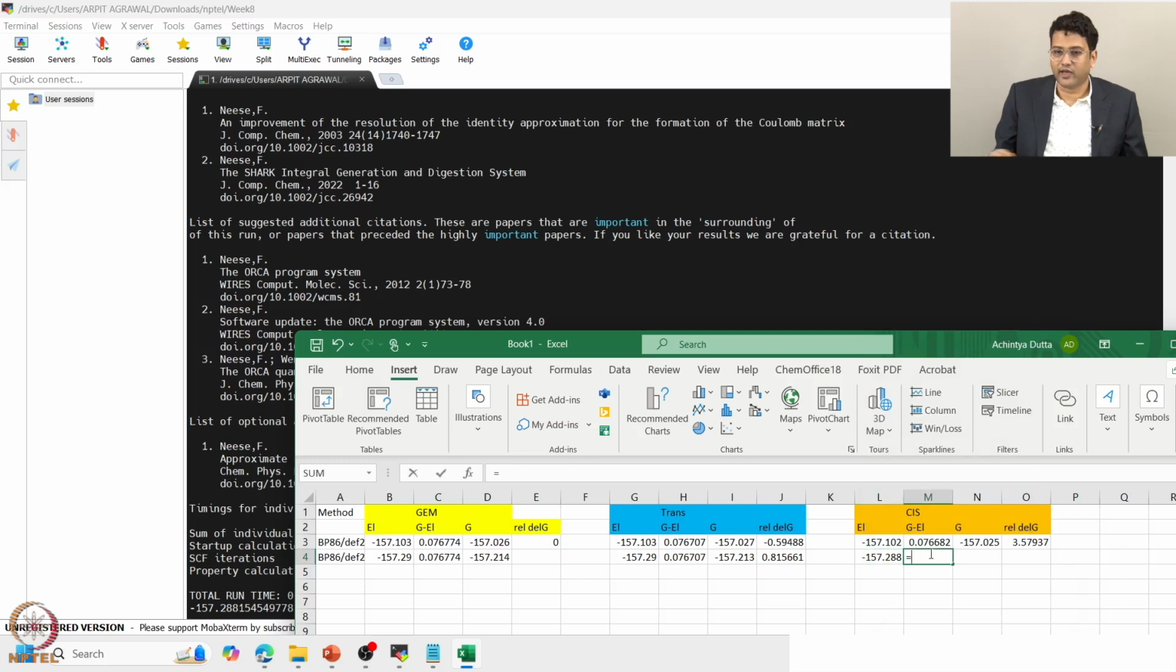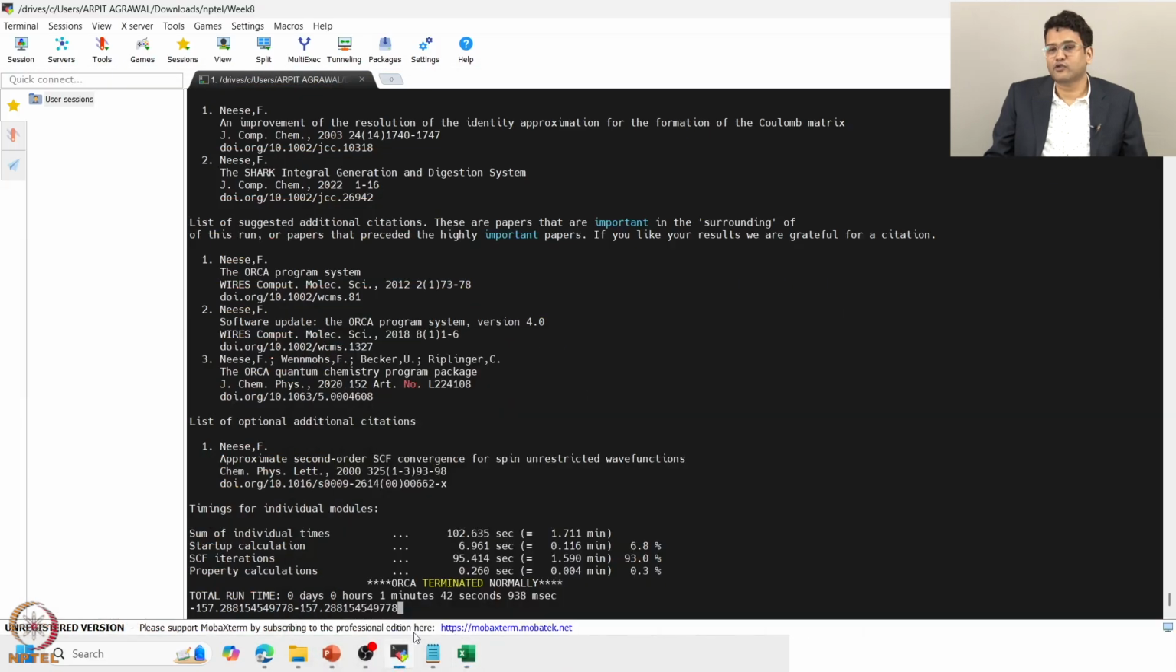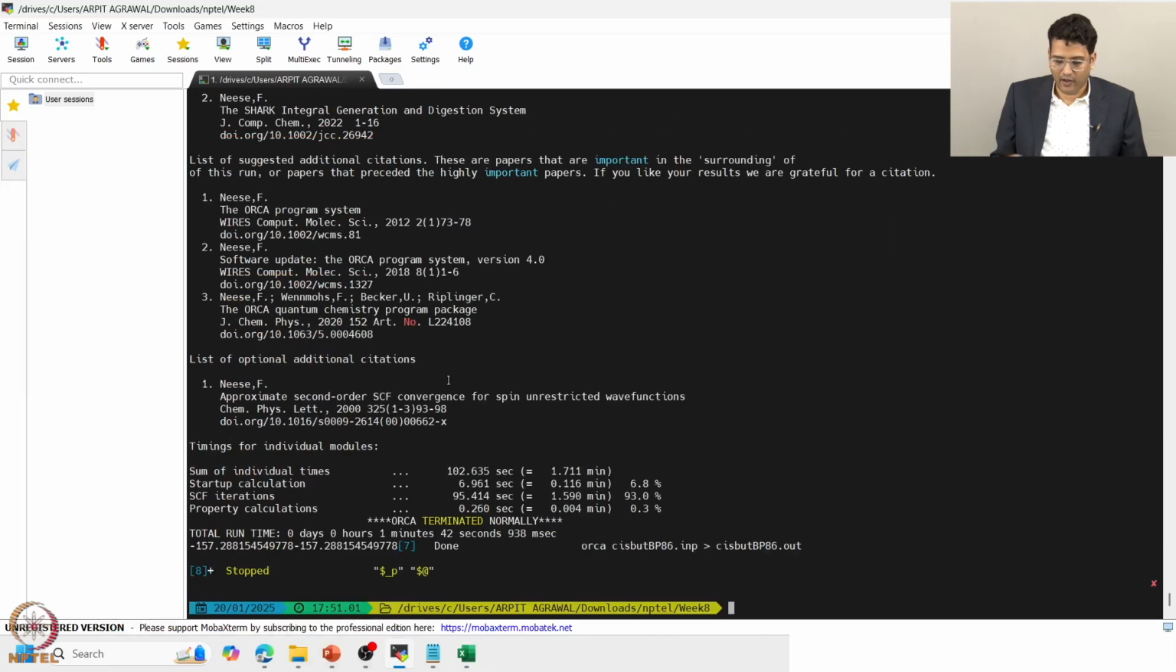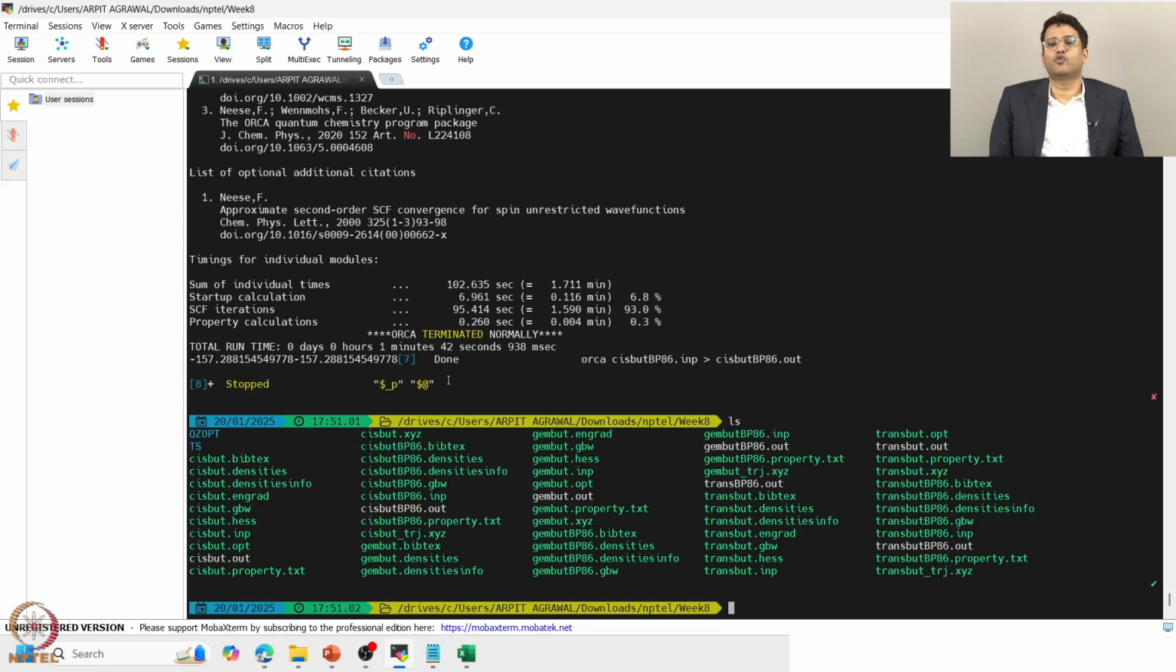So I will add the electronic energy here for the cis also, like the rest of the contribution for the cis also. And the relative free energy in this case is 5.49. Remember, the experiment was higher, so now we need to go to hybrid functional. So we were only working with GGA. Now, at this moment, it is very tempting to use the same input file and replace this BP86 by the B3LYP, and everything remains the same.